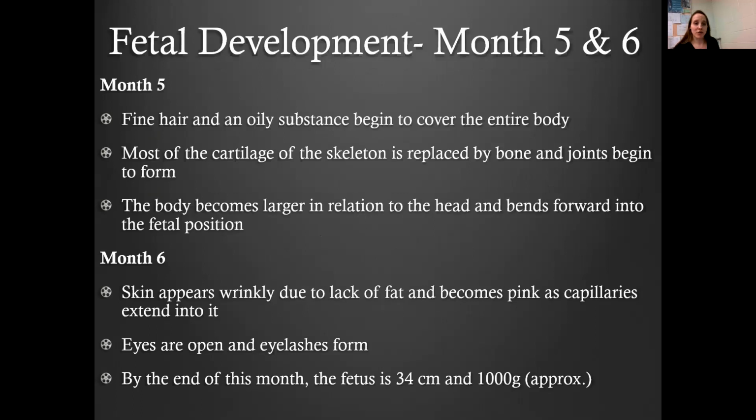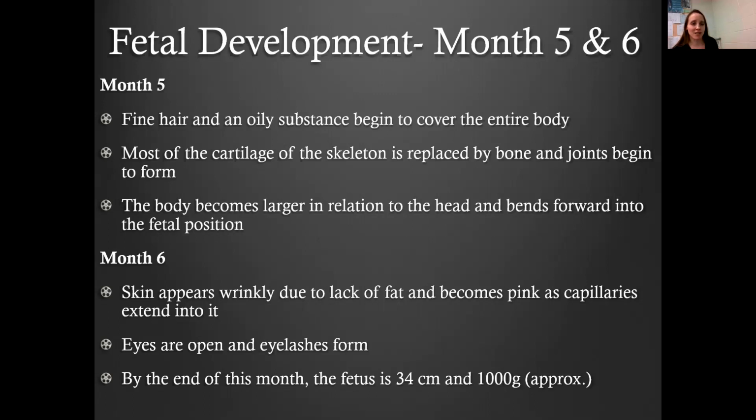Month 5 is a gross one. Fine hair and an oily substance covers the entire body of the fetus. By this point, joints begin to form as most of the skeleton is now bone, and the body again starts to become more proportional to the size of the head. So the body is going to enlarge compared to the head. And you'll also start to see the fetus actually get into the fetal position where it's kind of curled over.